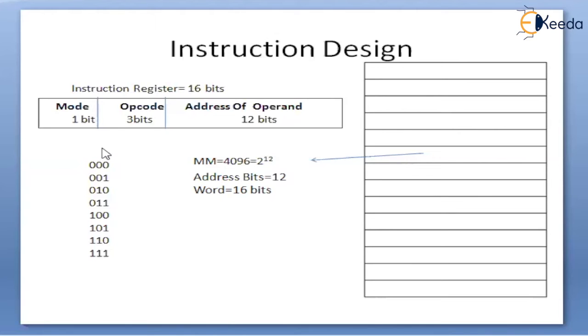Now let us understand the instruction, which is 16 digits. I have 3 different fields. The first field is the mode field, the second is the opcode field, and the third is the address part of the operand. What is the opcode? Opcode represents the operation that needs to be performed here. Opcode is of 3 digits, so I can have 8 different opcodes. If it is 000, then some operation is performed. If it is 100, one more operation is performed.